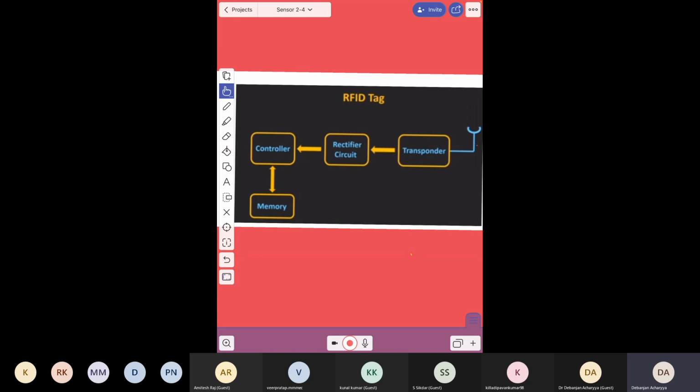Now coming to the RFID tag, there is also a controller, rectifier circuit, transponder and memory. But you have to keep in mind that for a passive tag, all these things are there, but the controller, memory and rectifier circuit are energized by the radio waves which were sent by the reader. Okay.